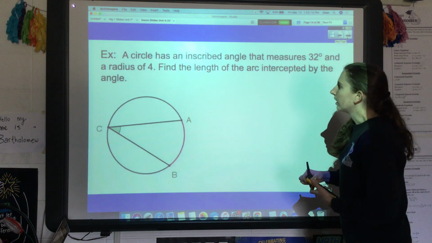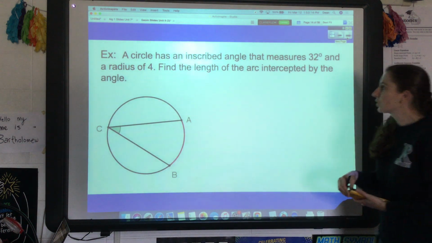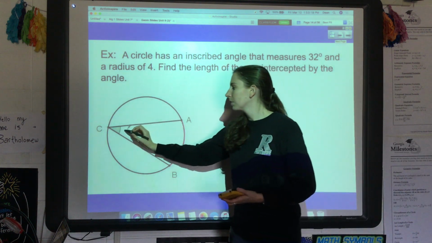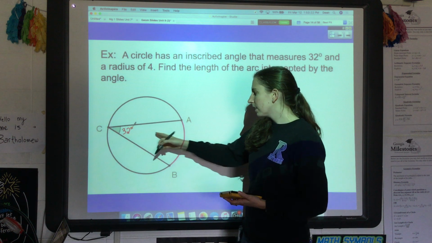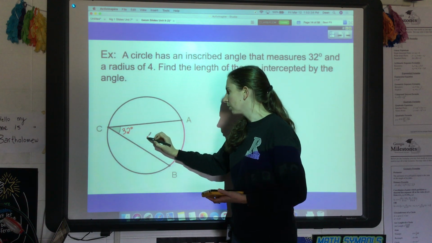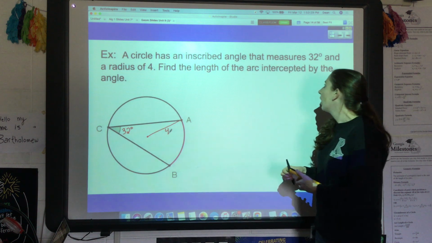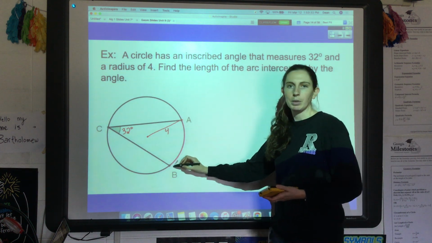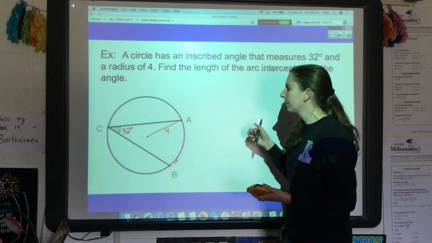All right, here's another angle. A circle has an inscribed angle that measures 32 degrees. So this inscribed angle is 32 degrees. And the radius of the circle is 4. So the radius is 4. Find the length of the arc intercepted by the angle. So the length of this arc here, AB. Intercepted just means the arc that it hits, basically.